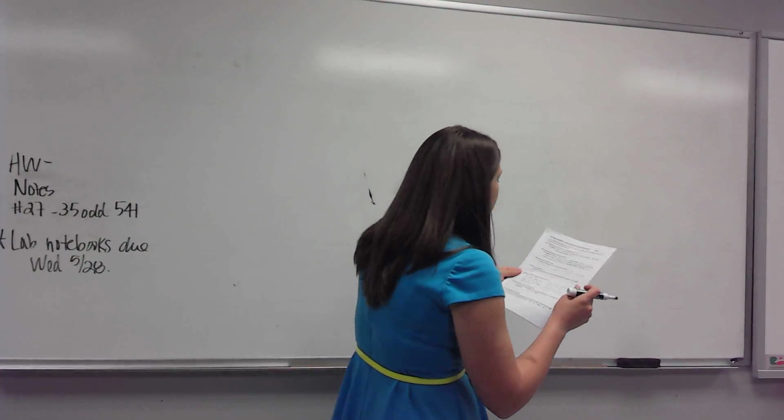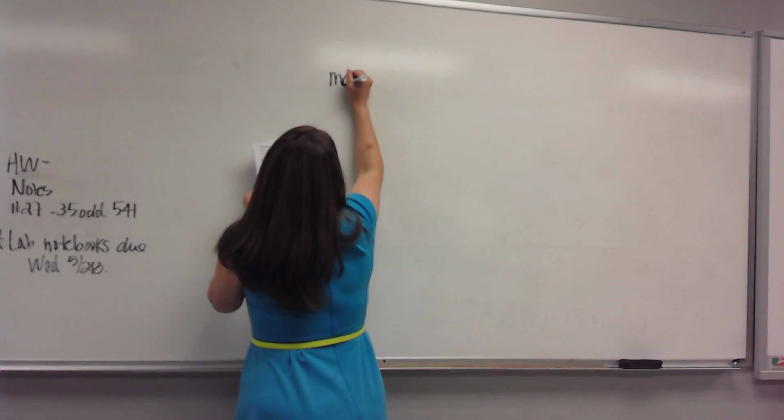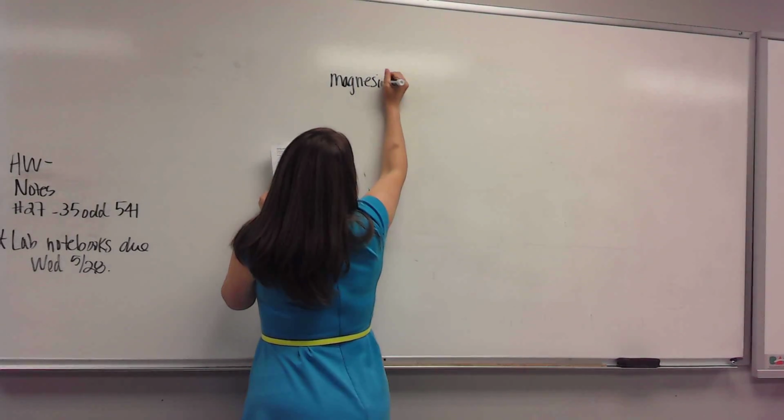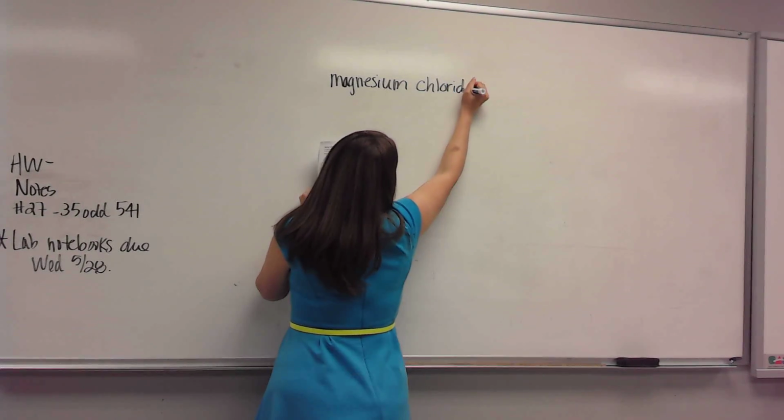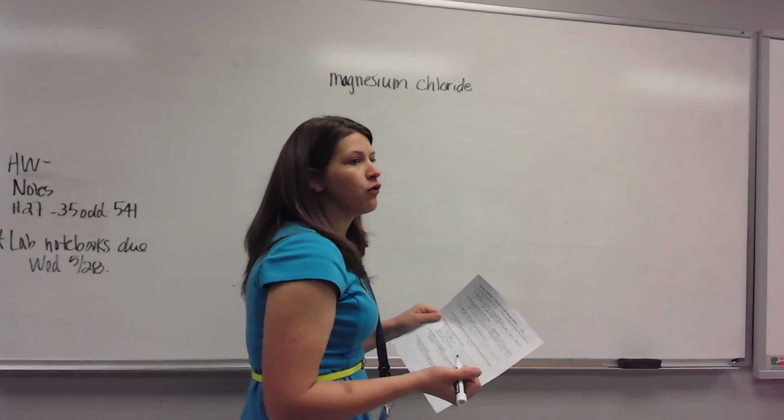Number 2 on your review. Naming compounds and writing formulas. You're first given magnesium chloride, and you have to change this to the chemical formula.